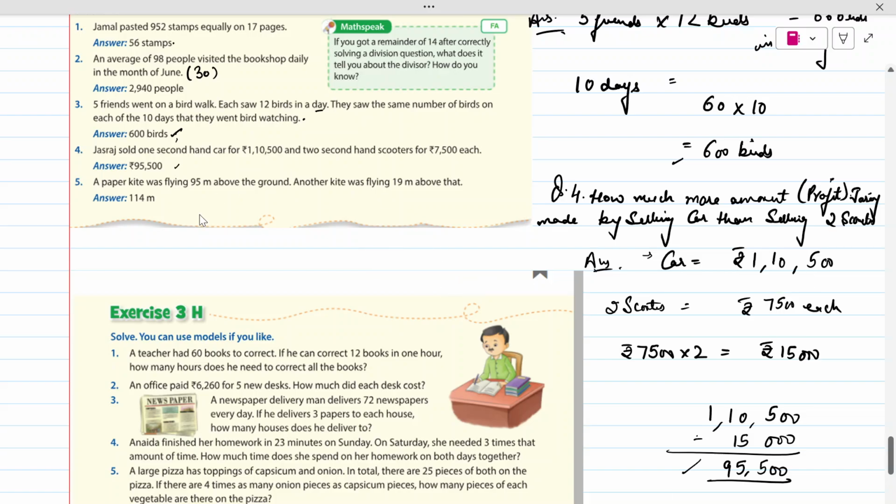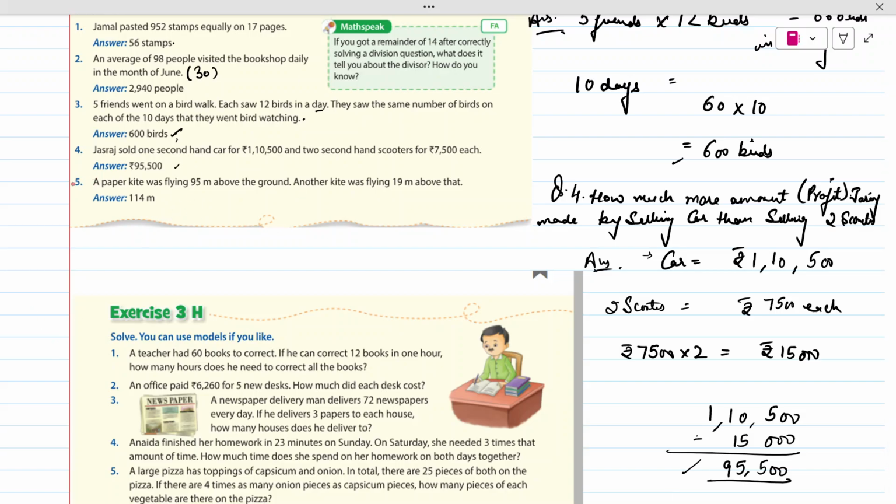Okay, now the last one is a paper kite was flying 95 meters above the ground. This is the height of the kite which is flying above the ground, and then another kite was flying 19 meters above the ground. So here we have two kites flying at different heights from the ground. This is height 1 for the first kite, and height 2 for the second kite, and in the answer we have 114. If we add 95 to 19, we will get this number 114, which is very easy.